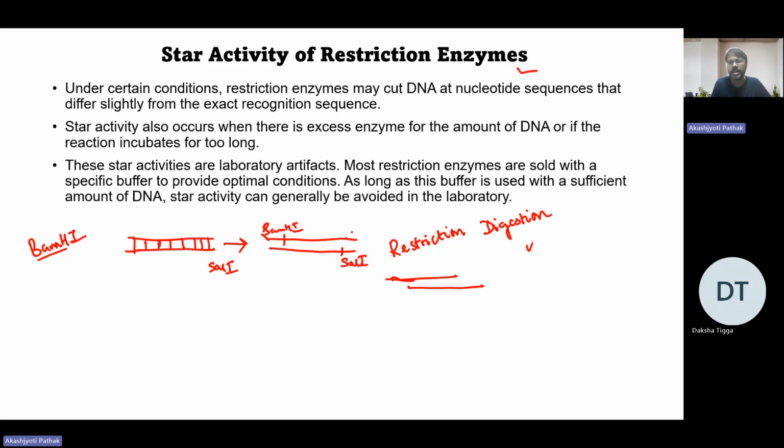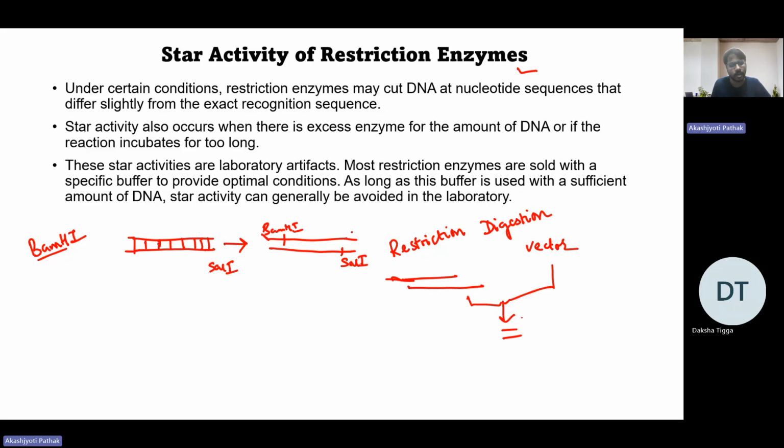Now, we'll take the vector also. In the multiple cloning site of your vector, you will have the BamHI and SalI sites. So you will digest the vector with BamHI and SalI, and then you will do a ligation. You will ligate your gene of interest with your vector, and I will set up a ligation reaction.